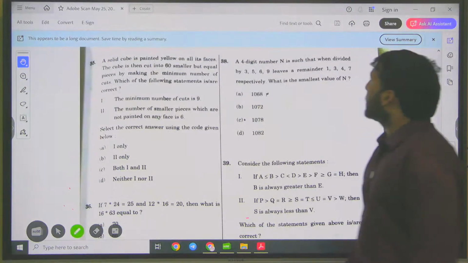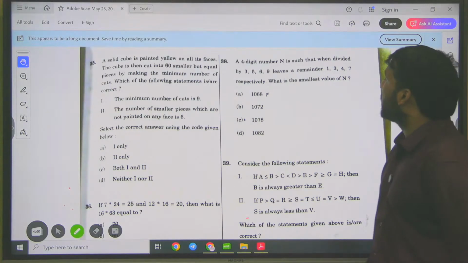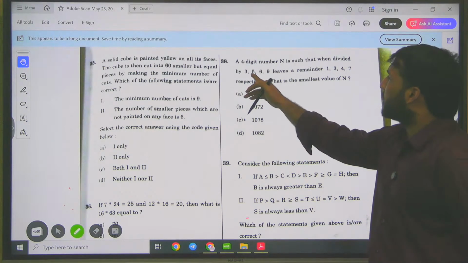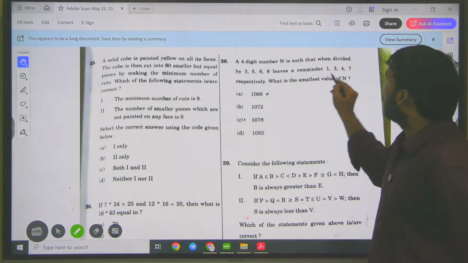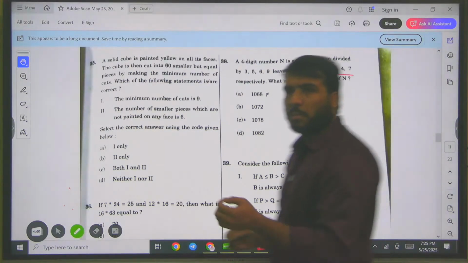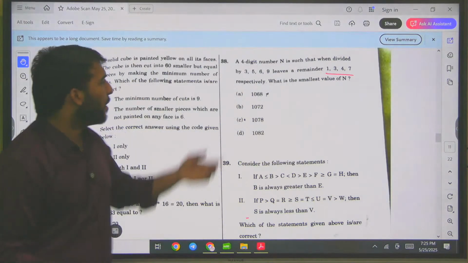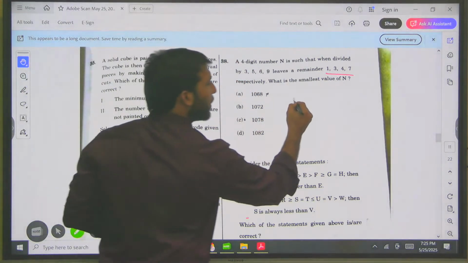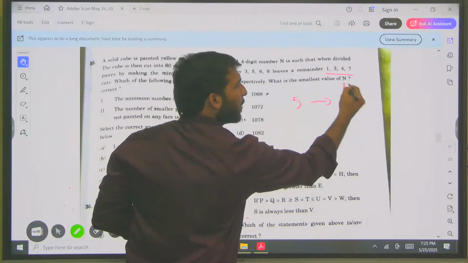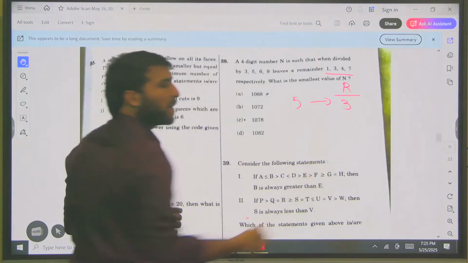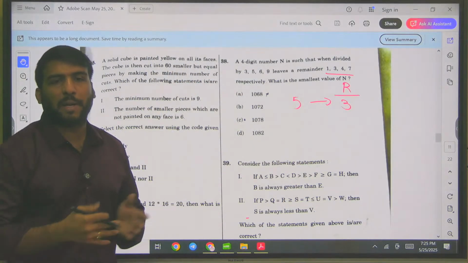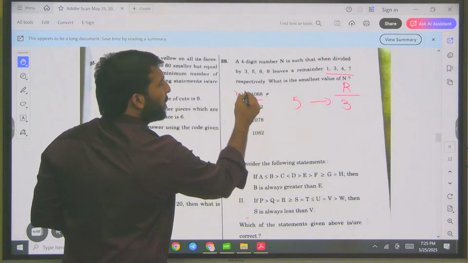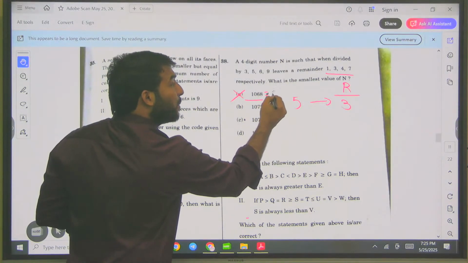So a 4-digit number n is such that when divided by 3469, let's consider whatever be the number, it's divided by 3569, leaves remainder 1347. See, basic question. If you observe, if I am dividing by 5, what is my remainder? Yes or no? If I am dividing by 5, my remainder should be 3. If I divide by this number, it can't be my option because it is exactly divisible by 3.